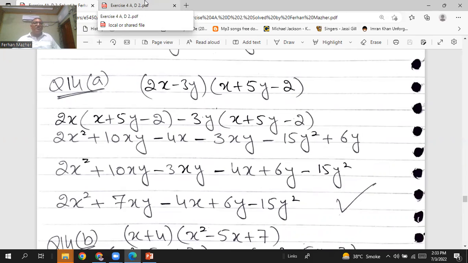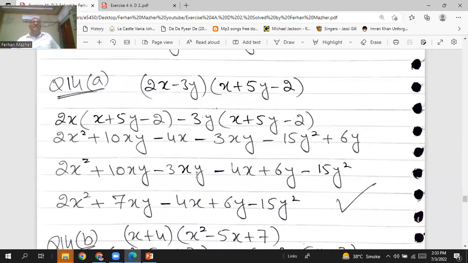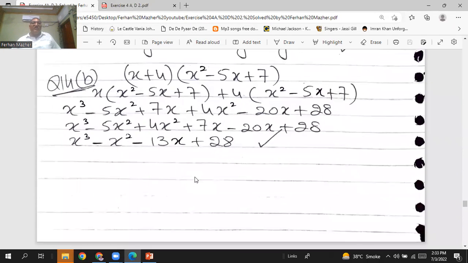So this is how you will do this question. You can pause the video, take your time with this question. So we are going to the B part, question number 14, B part. It says x plus 4 in one bracket and x squared minus 5x plus 7 in the other bracket. The second bracket has three members. So let us see how this is done. So this x will multiply with the second bracket, then plus 4 will multiply with the second bracket. X multiplied with x squared is x cubed. X multiplied with minus 5x is minus 5x squared. X multiplied with the plus 7 is plus 7x.